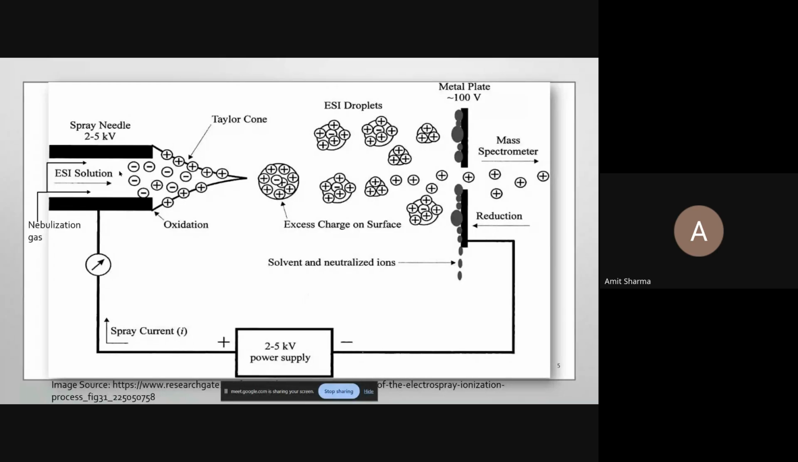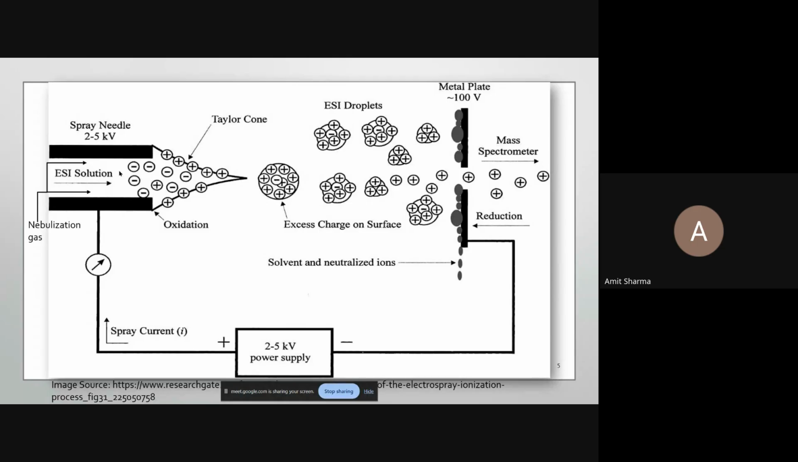So here in the spray needle, the liquid sample is passed through, and with this liquid sample, we also pass a nebulization gas. This nebulization gas helps in the formation of a fine mist of charged liquid droplets. After this, the liquid sample moves towards the tip of the spray needle, where a very strong electric field is generated.